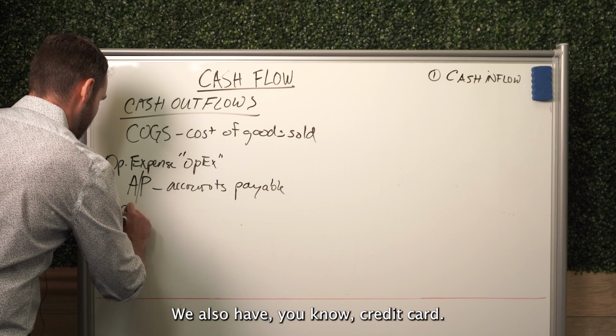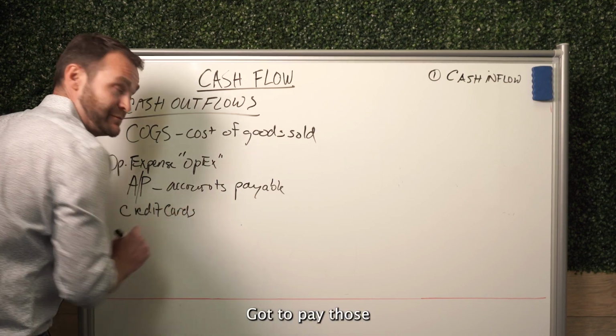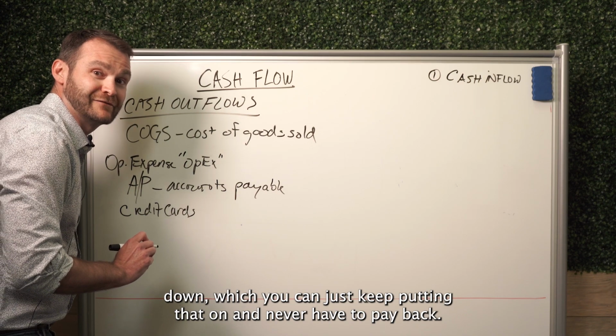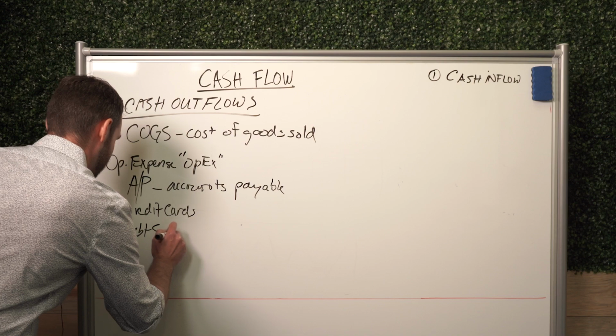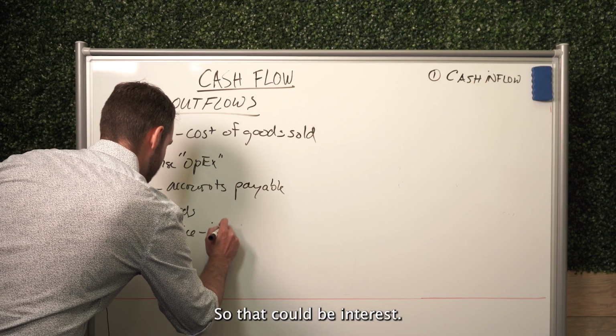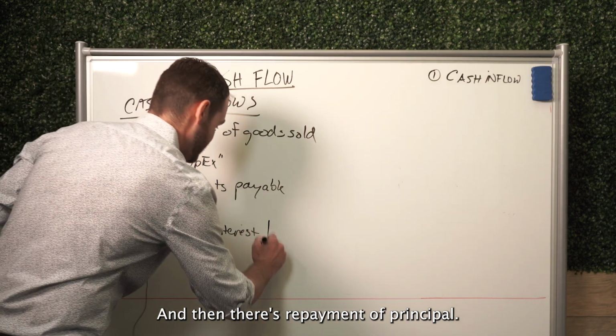We also have credit card. Got to pay those down, which you could just keep putting that on and never have to pay it back. You also have debt service. So that could be interest. And then there's repayment of principal.